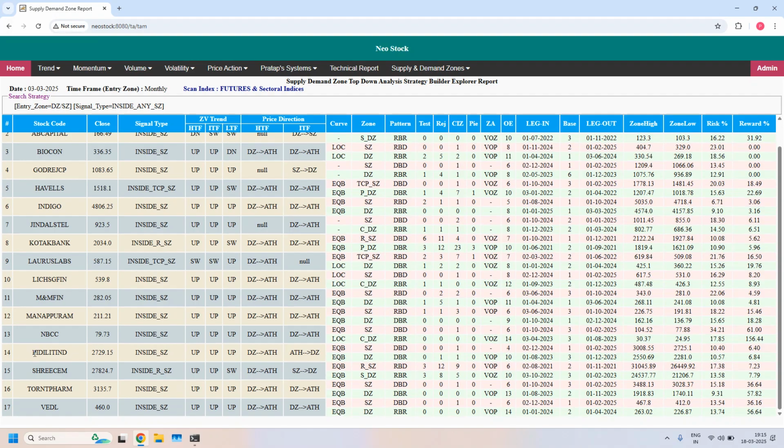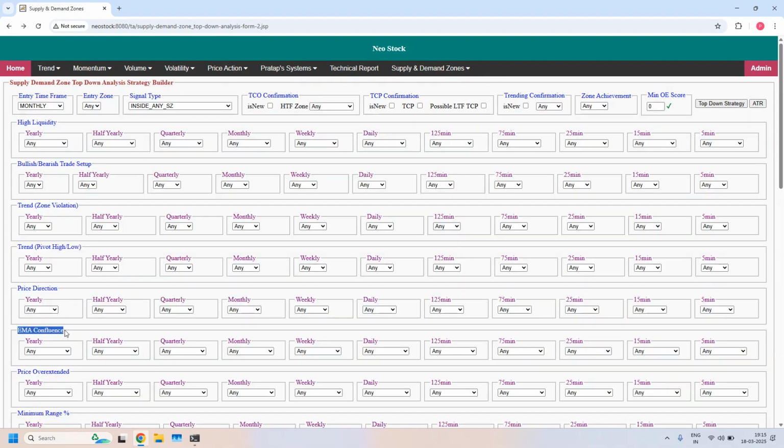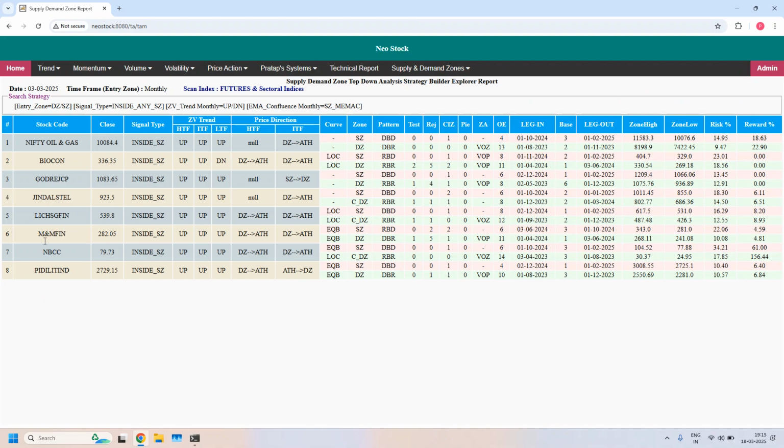we can further filter based on the monthly supply zone having monthly EMA confluence. In monthly time frame, I am selecting supply zone having monthly EMA confluence, and trend on the monthly should not be sideways. It can be up or down. Now the list has come down to 8 stocks. These 8 monthly supply zones are having monthly EMA confluence, and also current price closed inside those monthly supply zones. So this is about monthly time frame.